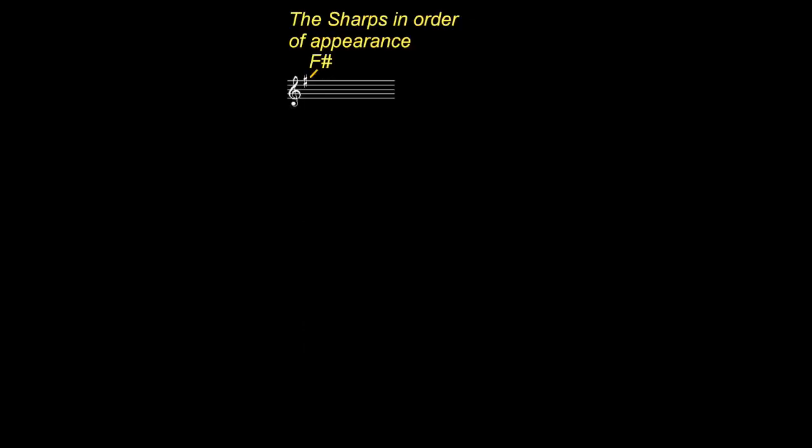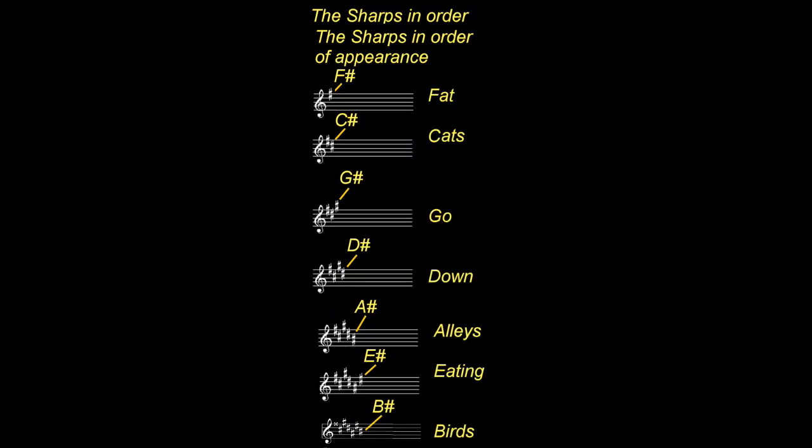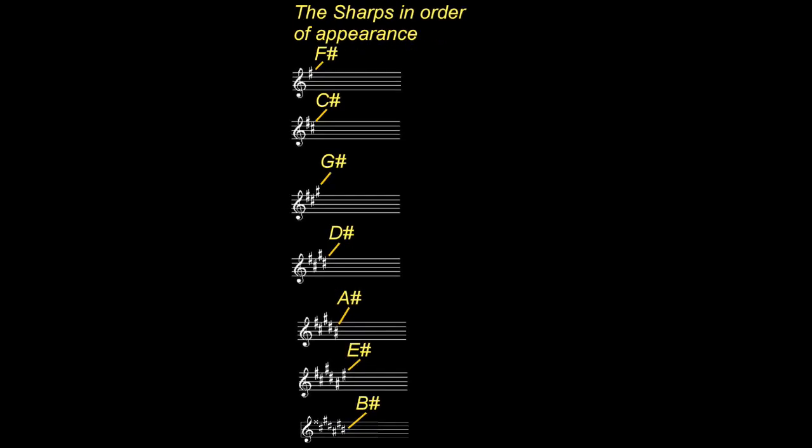Sharps also have a fixed order of appearance. It's always F sharp, C sharp, G sharp, D sharp, A sharp, E sharp, and B sharp. The sentence for that is fat cats go down alleys eating birds.